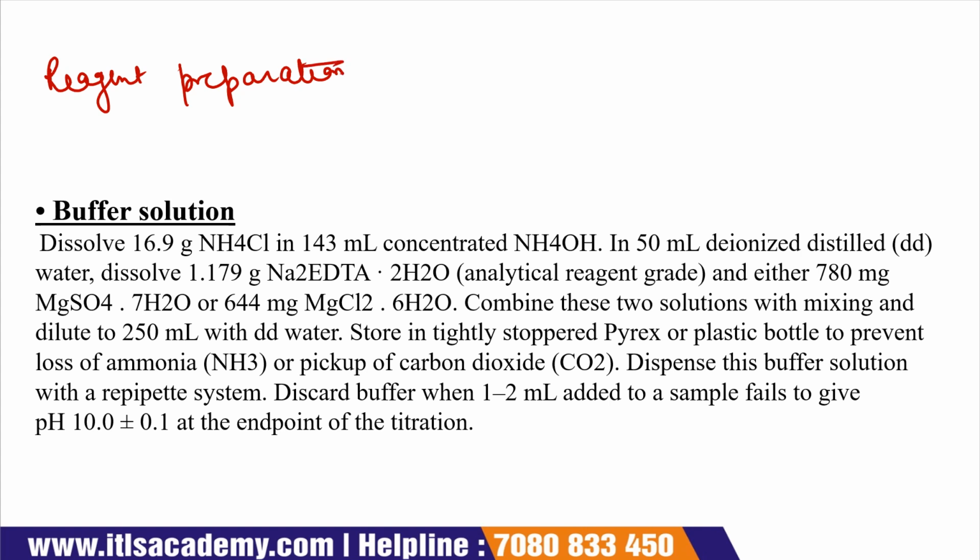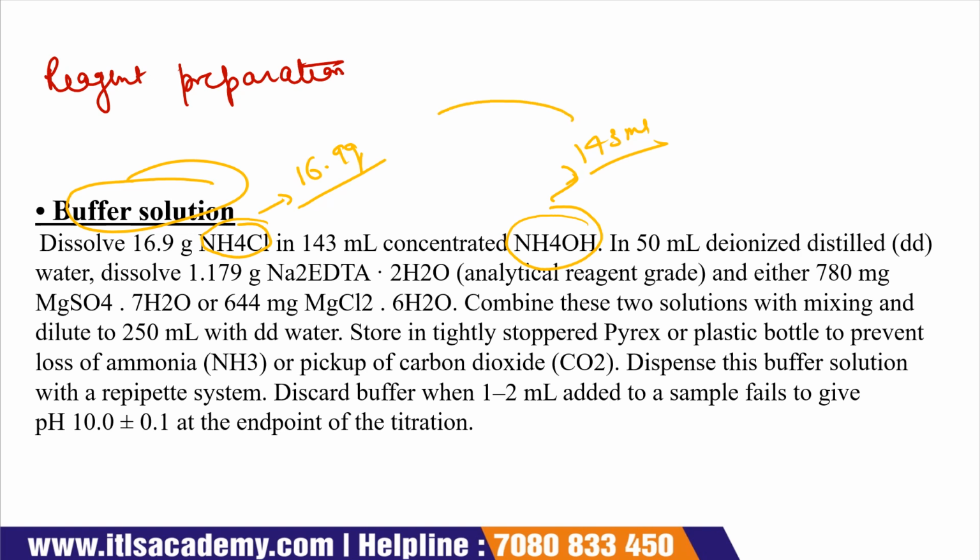So the first reagent that we require is a buffer solution. We require ammonium chloride, and the amount of ammonium chloride is 16.9 gram. This 16.9 gram of ammonium chloride is dissolved in ammonium hydroxide whose volume is 143 ml. So we take 143 ml of ammonium hydroxide and dissolve the 16.9 gram of ammonium chloride into it.